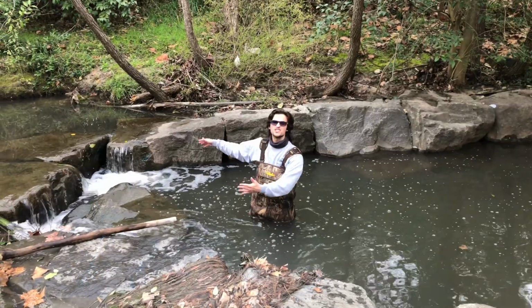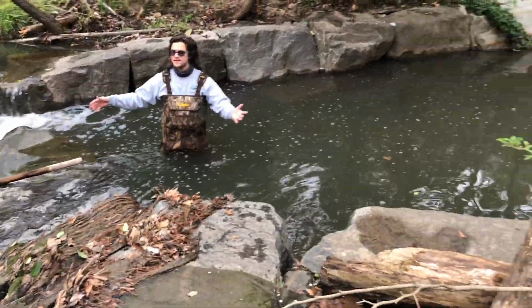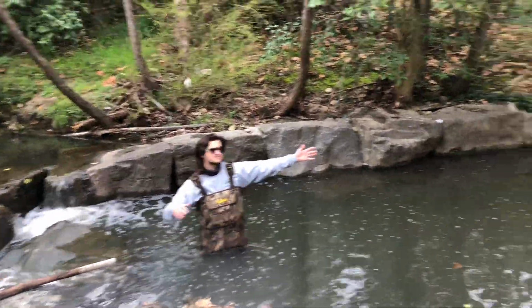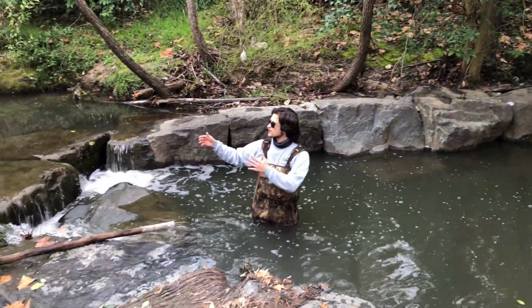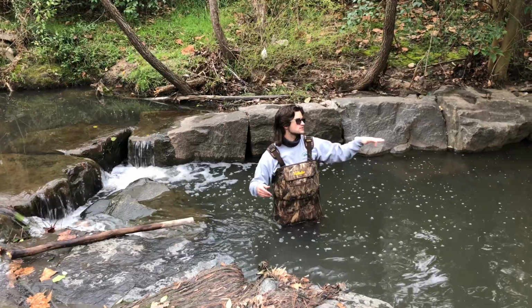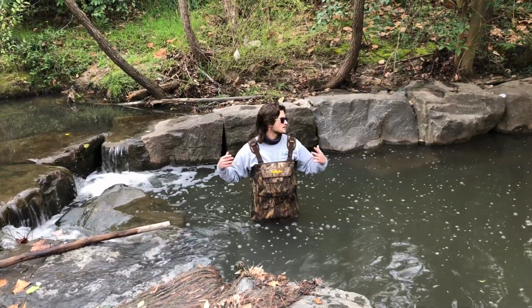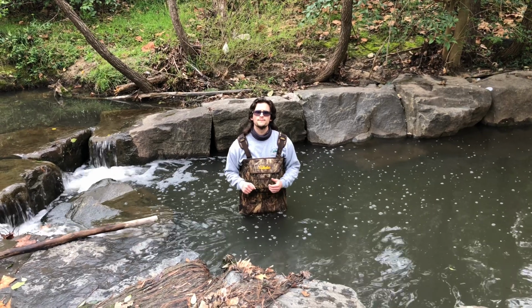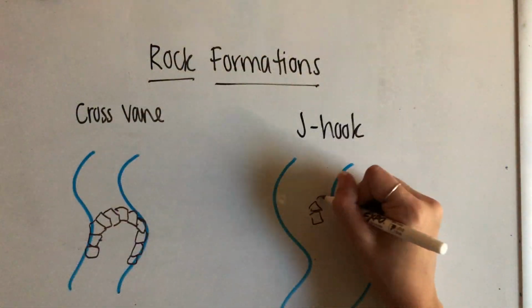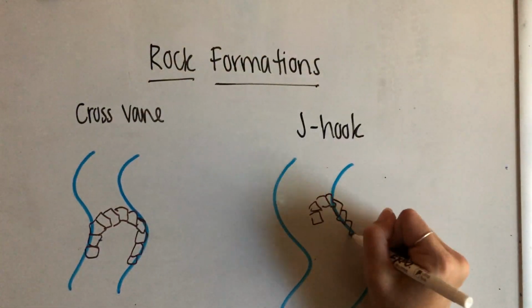This is a cross vein. This cross vein is quite massive and there's a couple in succession down the line, and each one is used to help slow down the flow of the water as it goes down this hill, thus slowing down the erosion process and improving water quality. A J-hook is in the shape of a J and branches off of one side of the stream.